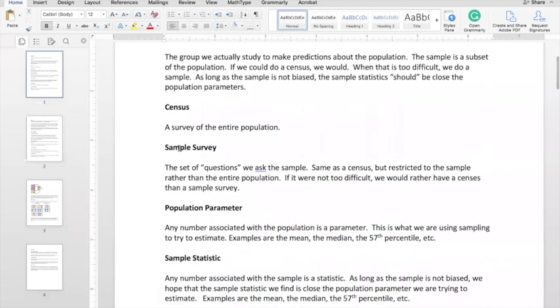The sample survey are the questions that you ask your sample. So if I were trying to find average height, my survey would be, what's your height? This is one question.